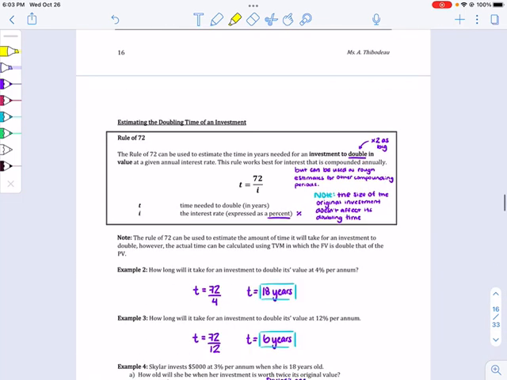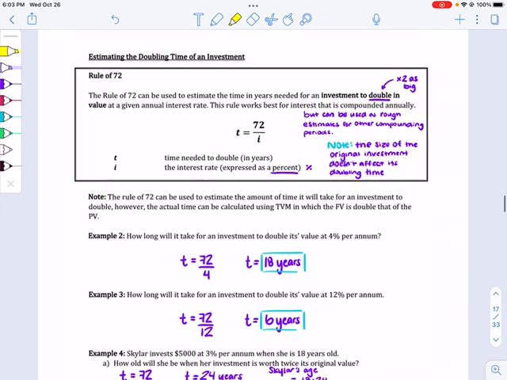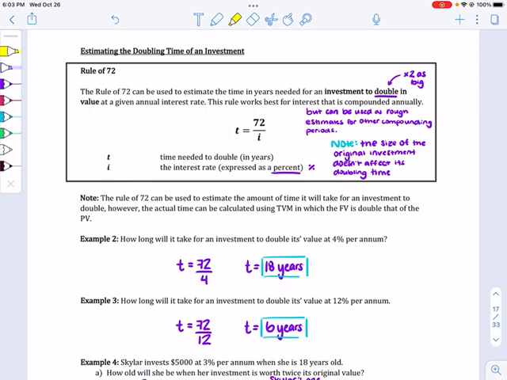All right, and the last thing that we talk about in this set of notes is estimating the amount of time it'll take for an investment to double. This is called the rule of 72, mostly because there's a 72 in that formula. In this formula, we remember that T is the doubling time in years that it is estimated to double within. I is the interest rate expressed as a percent. Otherwise, the formula is pretty simplistic.